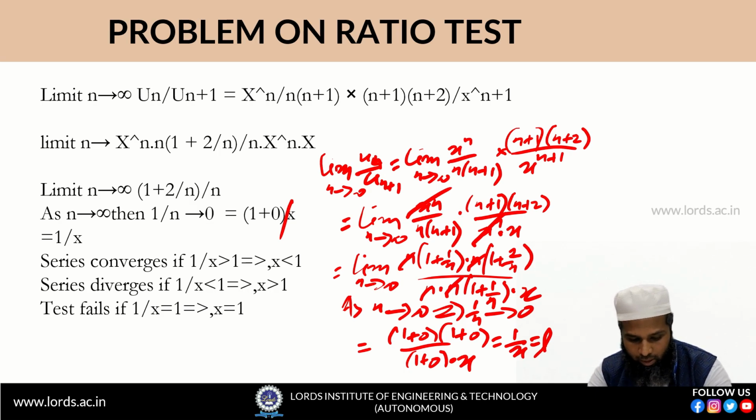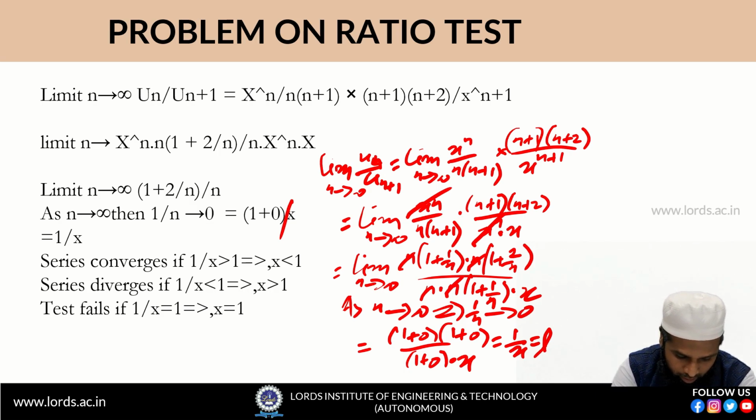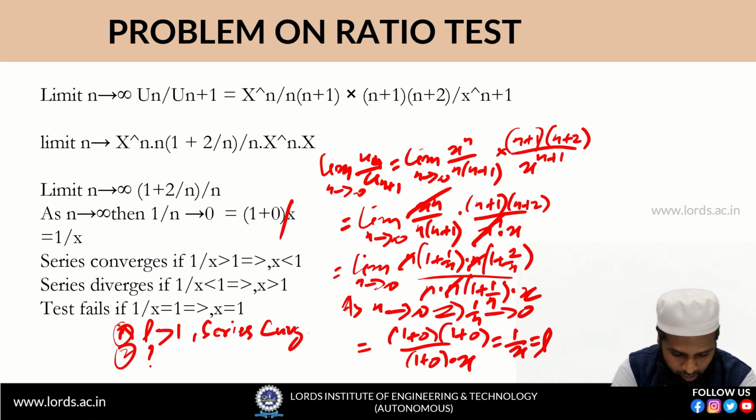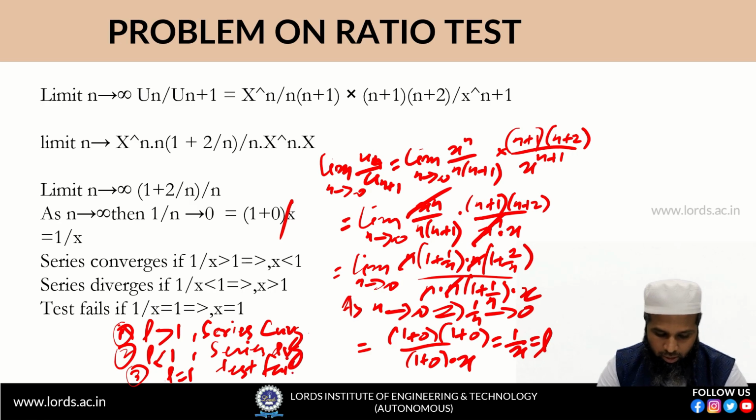Now we are applying the conditions. Already we discussed them; let us recall. The first condition: L is greater than 1, the series converges. Second condition: L is less than 1, the series diverges. And the third condition: L equal to 1, the test fails. So these are the conditions we are applying.